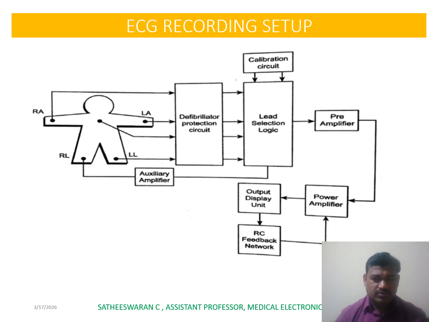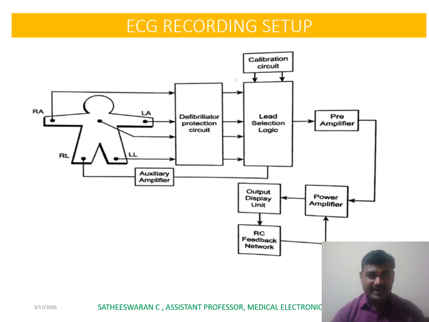The protection circuit employs a buffer amplifier and an over voltage protection circuit. Four buffer amplifiers are utilized here, one buffer amplifier for each electrode. The over voltage protection circuit is used to protect the pre-amplifier and power amplifier from over voltage. Next one, lead selection logic. By using this block, we can choose either the bipolar limb lead type or the augmented unipolar limb lead type.